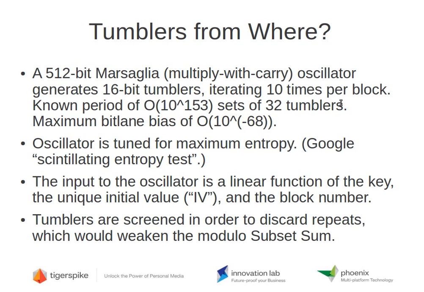It's actually optimal in the sense of entropy. What we mean by entropy is defined if you Google for scintillating entropy test. You'll find my blog, leidic-message-digest.blogspot.com, which discusses that. And by the way, we screen the tumblers in order to discard repeats, which we think would weaken the modulo variety of subset sum that we've implemented. It might not, but the performance cost is small, and we'd rather be safe about things that we're not entirely sure about.